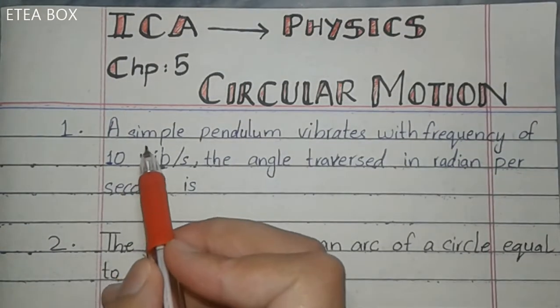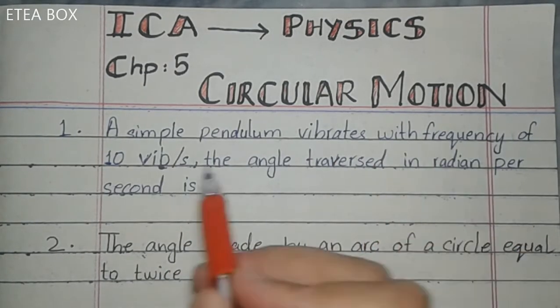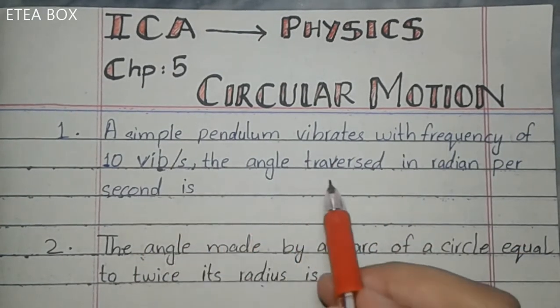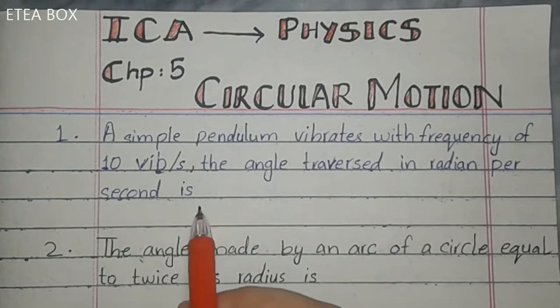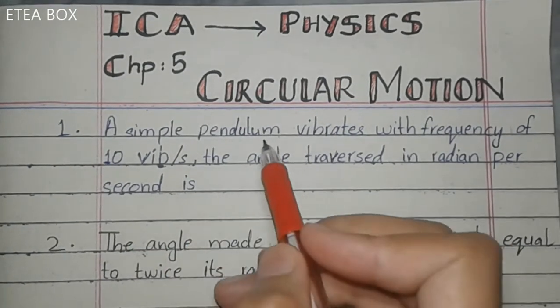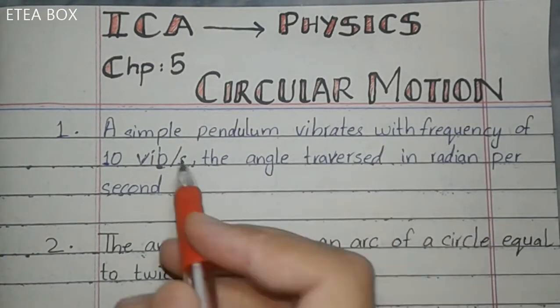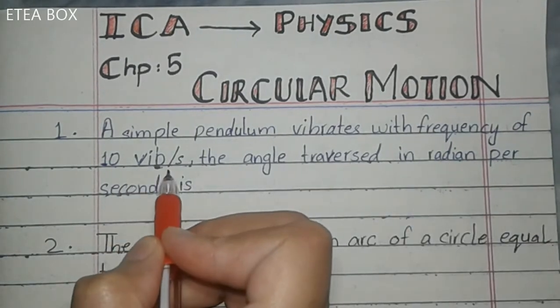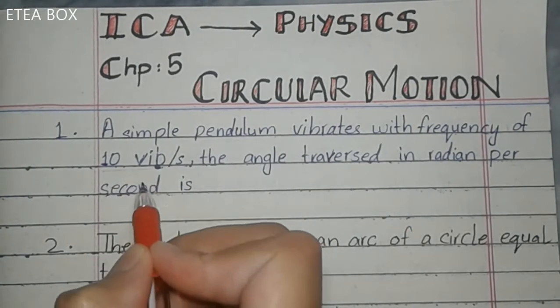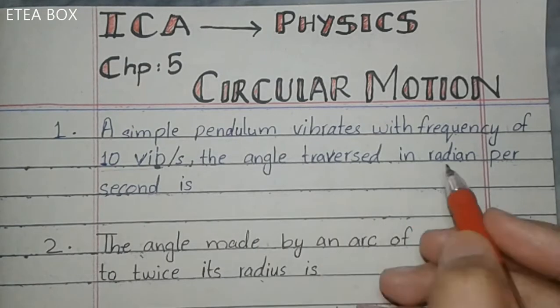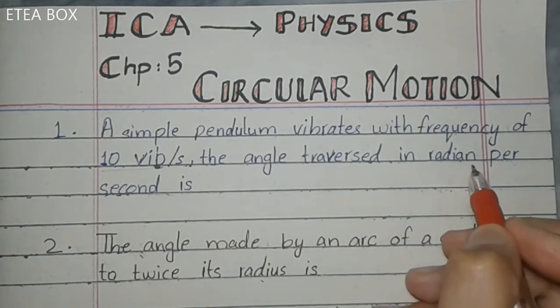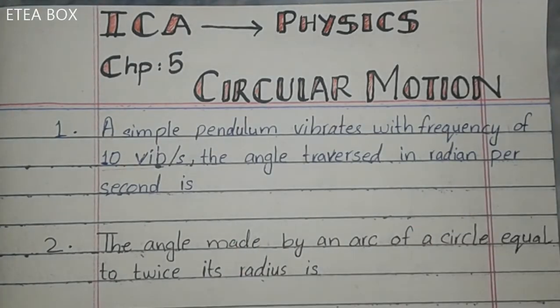First MCQ is, a simple pendulum vibrates with frequency of 10 vibrations per second. The angle traversed in radian per second is. So here a simple pendulum is given which has a frequency of 10 vibrations per second, which means that it completes 10 vibrations in a second. So we have to find the angle in radian per second. So let's find the angle.